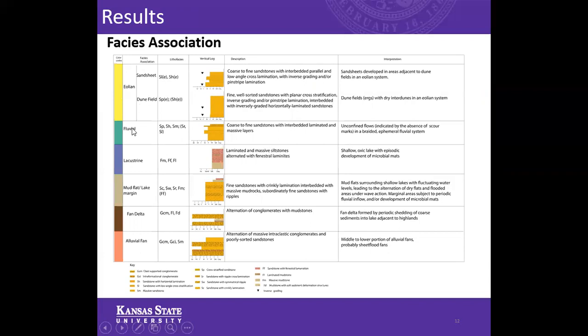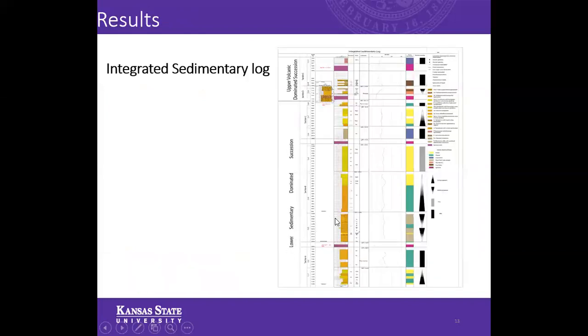These are Aeolian, fluvial, lacustrine, mudflat or lake margin, fan delta, and alluvial fan deposits. Using all this, we constructed an integrated sedimentary log where we can see the vertical facies successions and their changes. Also, on the rightmost column, we inferred the relative humidity information from the studied intervals.